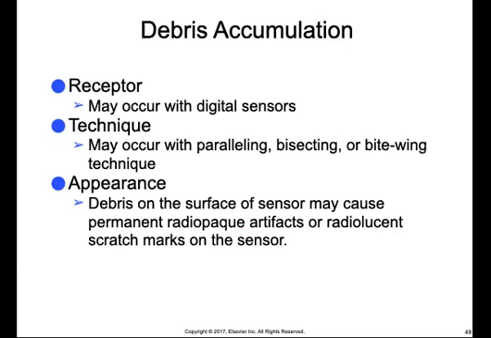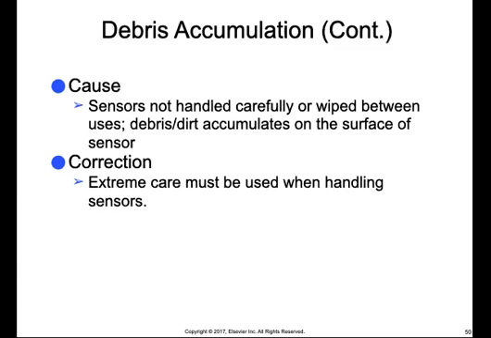Debris accumulation is something that can happen only on digital sensors. It can occur with paralleling, bisecting, or bite wing techniques, and the appearance is you'll have debris on the surface of the sensor, which can cause permanent radiopaque artifacts or radiolucent scratch marks on the sensor. The cause of this is that the sensors weren't handled carefully, or they weren't wiped between uses. And debris or dirt accumulates on the surface of the sensor when there's a failure to properly decontaminate or wipe down the sensors between uses.